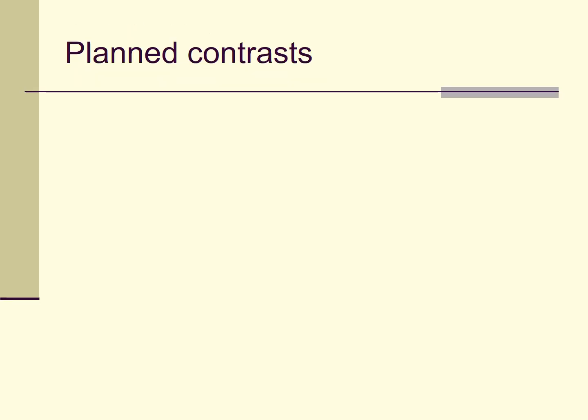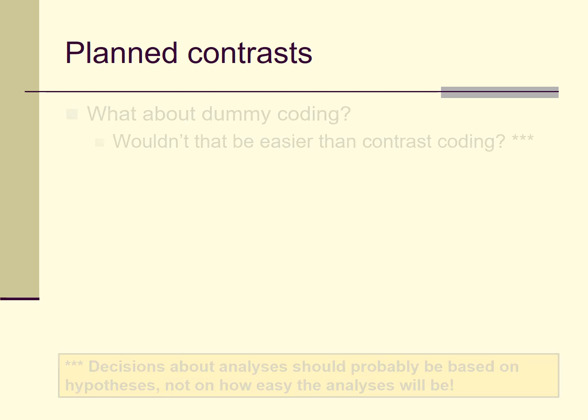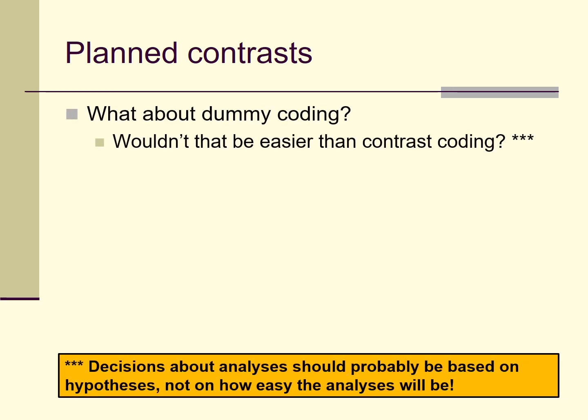So all the preceding stuff has been about contrast coding, and if you've read the text or if you've been in class, which hopefully you have, you might be thinking, well, what about dummy coding? Isn't that easier than contrast coding? They're only 0s and 1s. There are no fractions. Isn't that easier to do? Can't we just do dummy coding?